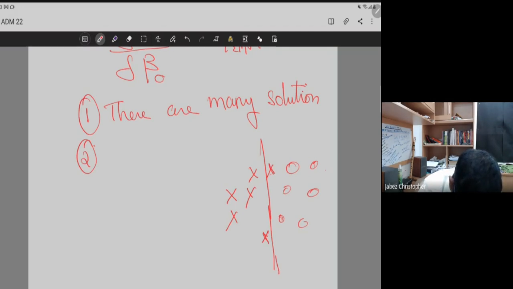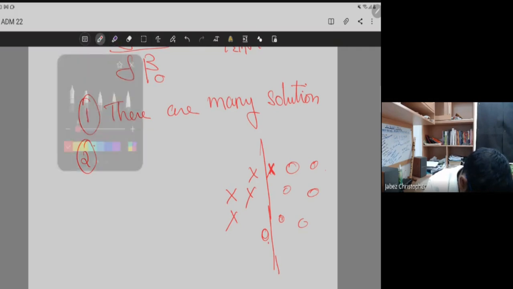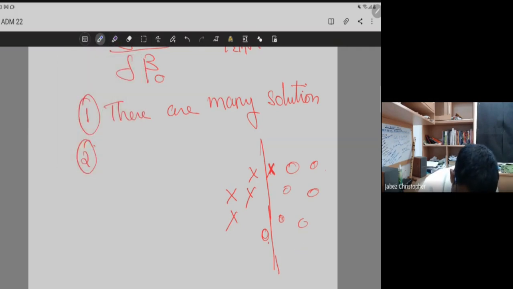One point is misclassified on the other side. A small movement in this hyperplane will bring it like this.